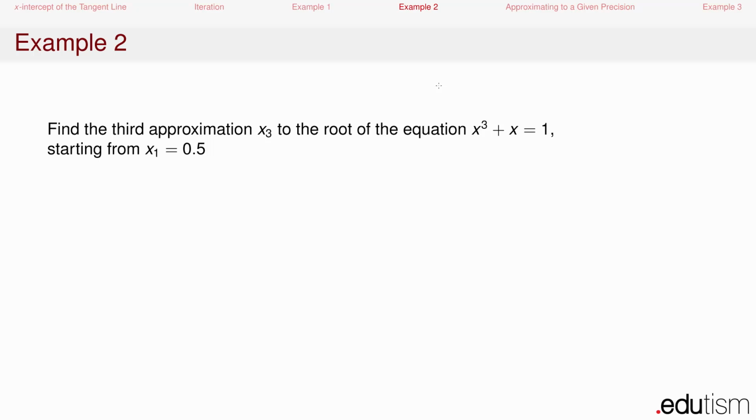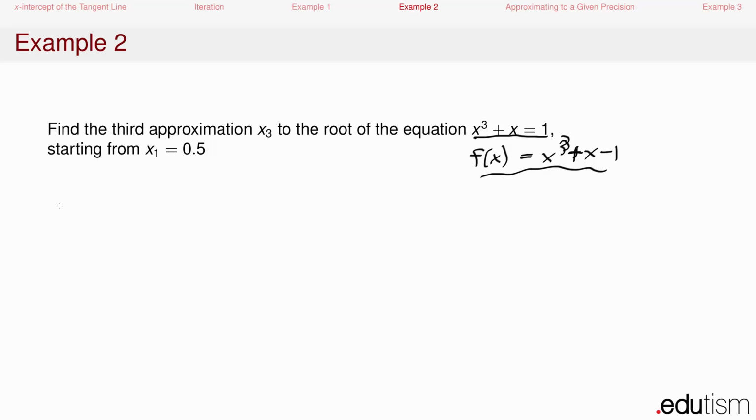This method, Newton's method, can be used not only to find x-intercepts of functions, but also to find roots, solutions of equations. Basically, if you want to find the approximation to the root of the equation x cubed plus x equals 1, we just mentioned that the root of this equation, the solution of this equation, is the same as the x-intercept of the function f of x equals x cubed plus x minus 1. Basically, those are the same things, so we're going to use Newton's method. We're going to find the x-intercept of this, and that'll also be the solution to this equation.